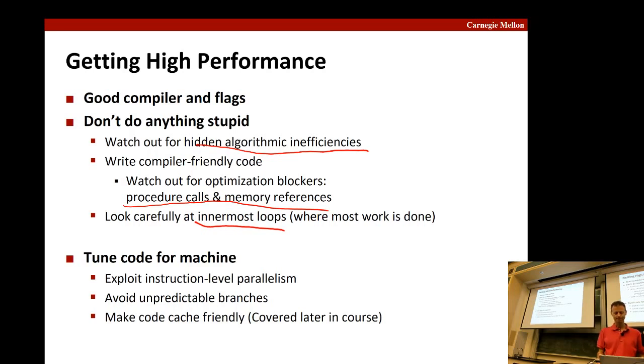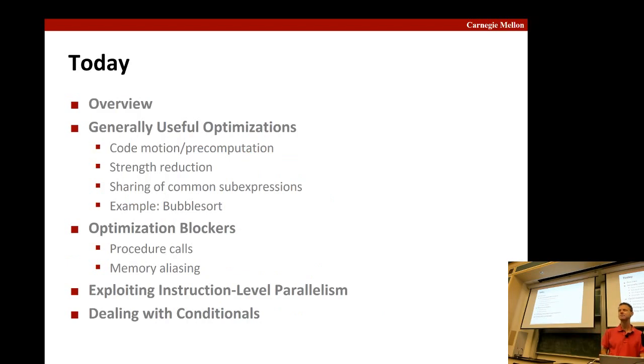What else? Instruction level parallelism, knowing the number of functional units. Again, the compiler will try to do this for you, but if you do things that aren't compiler friendly, you may get stuck. And we'll talk later about writing code that's CPU cache friendly, so you get more cache hits. Okay, and that's basically today's lecture.